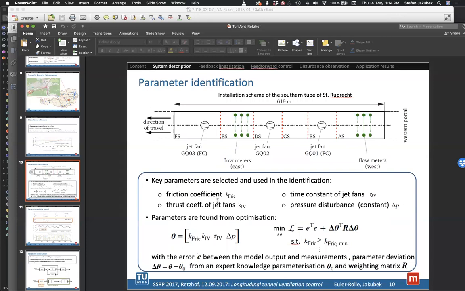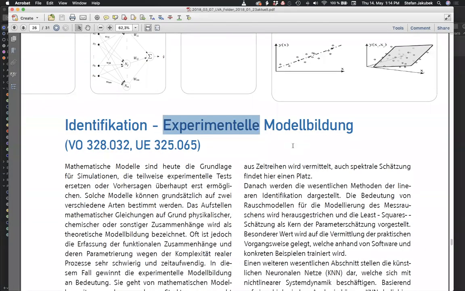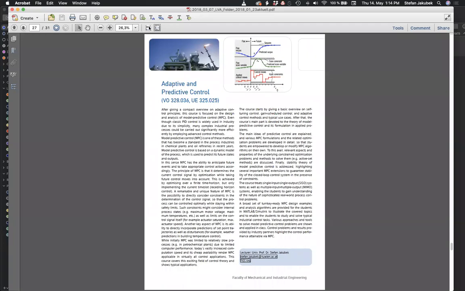What is the thrust coefficient of the jet fan? What is the time constant of the jet fan? They will tell you, I don't know. I don't have a clue. I just run it for decades now, but I don't know. And this is where this lecture comes into play, where we are going to show you what are the proper ways to do this. This is called Identifikation experimentelle Modellbildung.